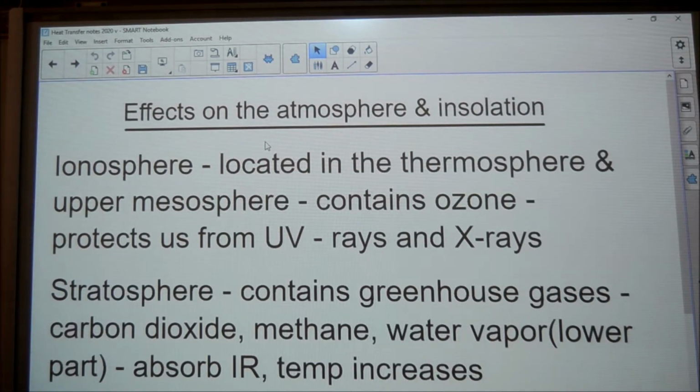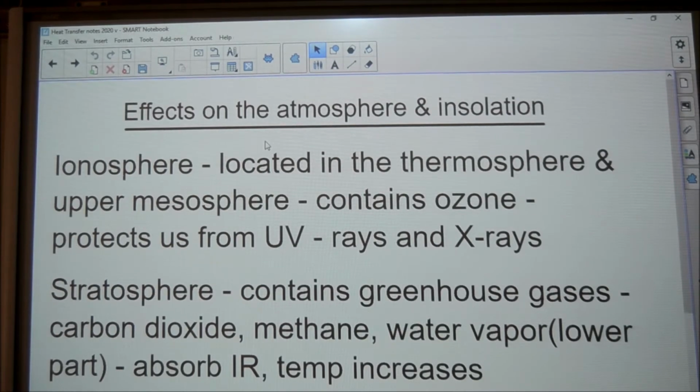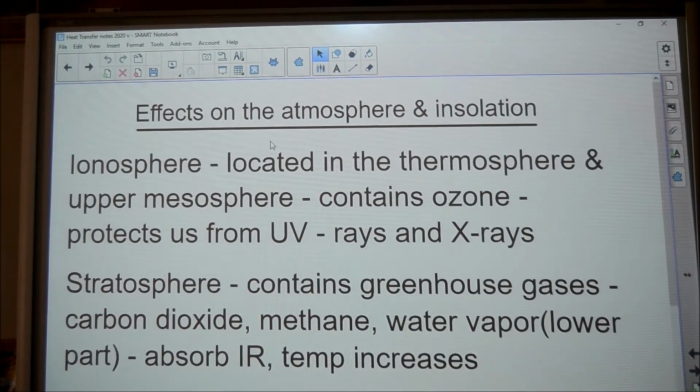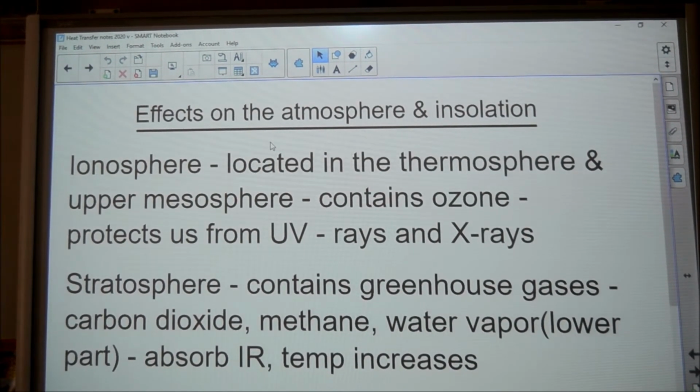Next, we're going to look at the effects on the atmosphere and on insolation. The ionosphere is located in the thermosphere and the upper mesosphere. This is the area that contains ozone. Now, lower ozone is bad for your health as far as your lungs. Upper ozone actually protects us from UV or ultraviolet rays along with X-rays. So it protects our health.